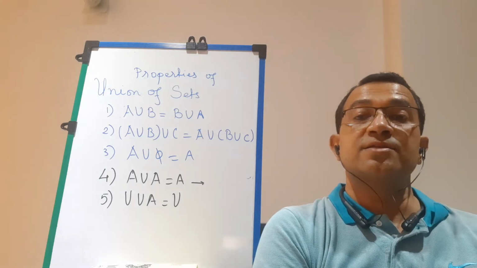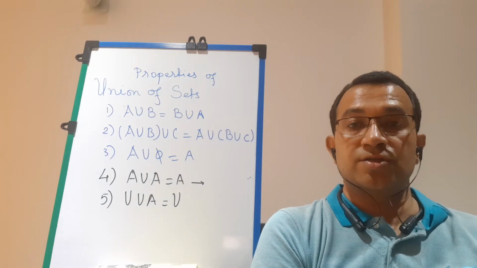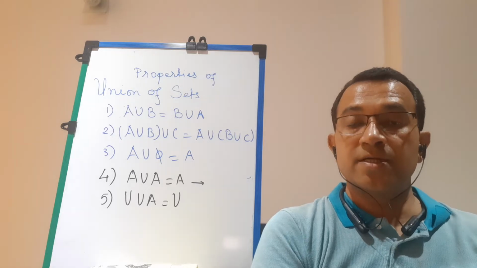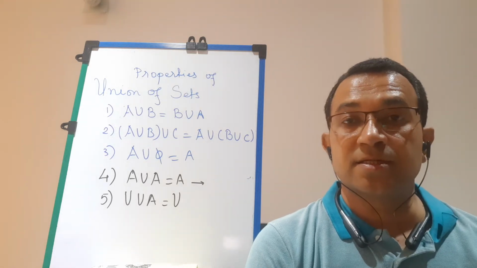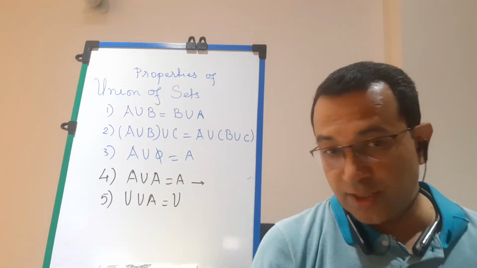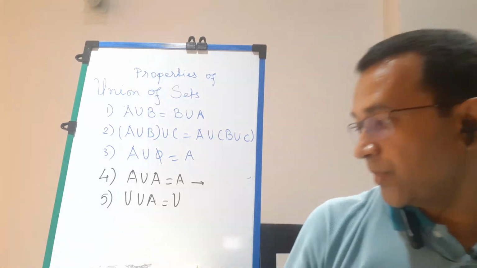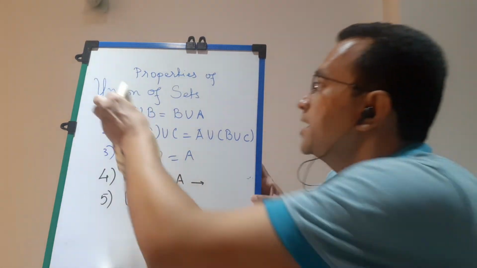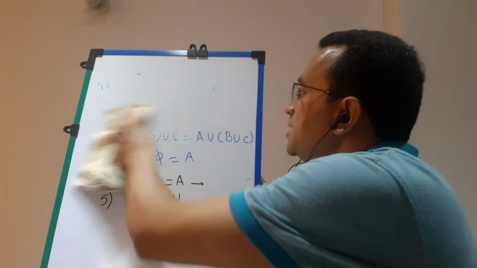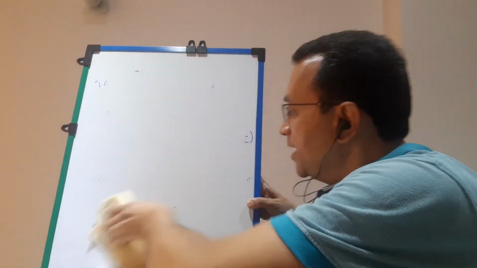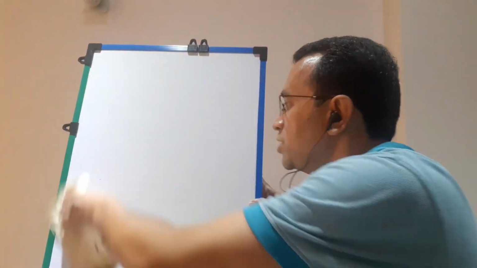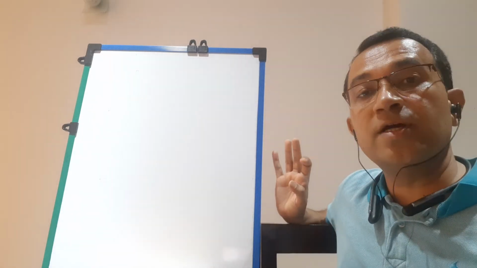The next basic set operation is intersection. Students, all of you have studied in your basics standard how to find intersection of two sets. Okay, students, the next concept, or the next set operation, students, is intersection of sets.